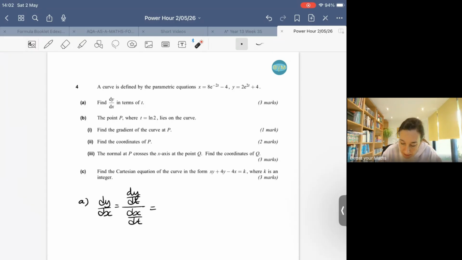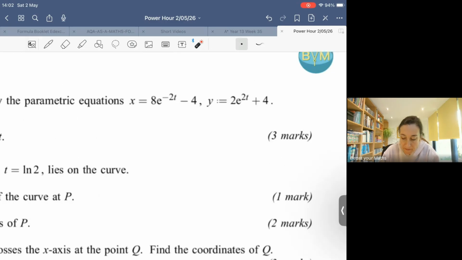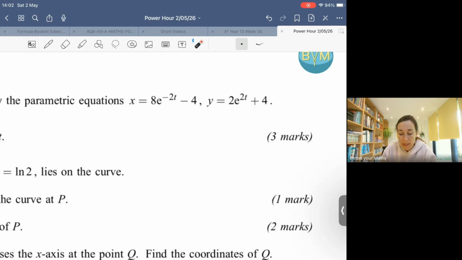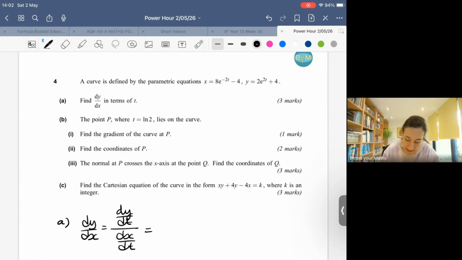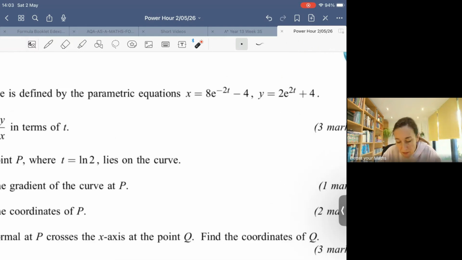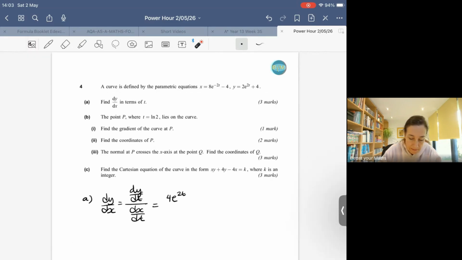So we are differentiating the y. What is the derivative of this one? Is 2 times this, 4e to the power of 2t. Remember, it doesn't change when I differentiate that. So the derivative of y is going to be 4e to the 2t, and then this 4 disappears. Derivative of x is this minus 2 multiplying the 8, so minus 16, and e to the minus 2t.